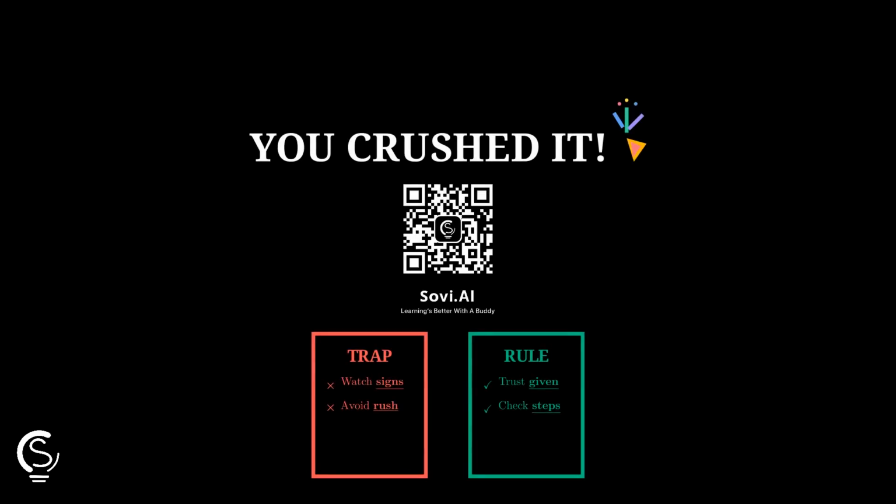Well done! Option B is it! Scan now. Trap, don't rush signs. Rule, trust what's given and check the end behavior steps carefully.